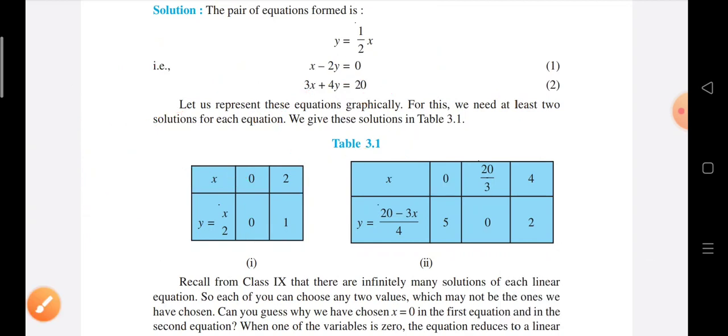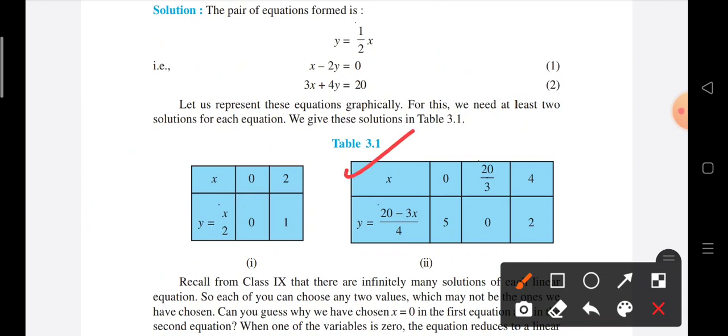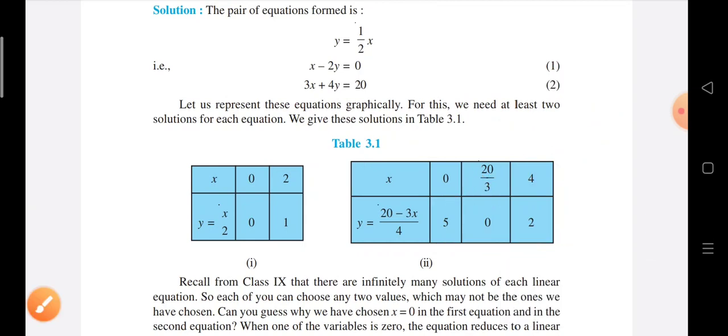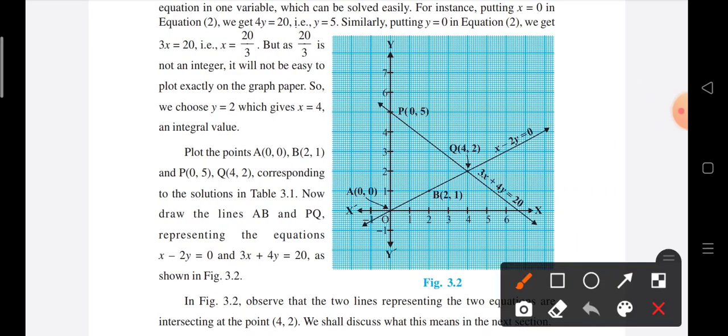Similarly, if we do the solutions for the second equation, we get that 3 into 0 plus 4y is equal to 20. So 4y is equal to 20, that is y is equal to 5. So they have placed this solution. Similarly, we solve, we get different values also. Clear? So now these solutions are to be represented on the graph. So it has been represented over here.